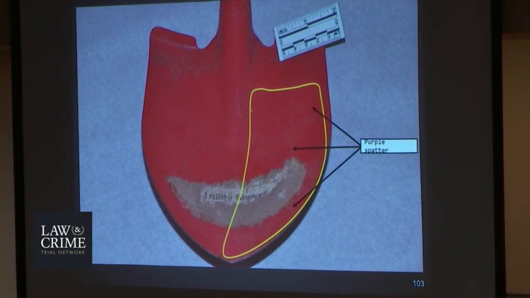What are you noting here on the right side of the photograph? There was a little bit of purplish spatter on the shovel that was consistent with, and it was on the side of the shovel that was closest to where they did the processing with the leucocrystal violet. So it looks like it may have even been a little bit of leucocrystal violet that got on the shovel when they were doing the processing of the other areas. Okay.